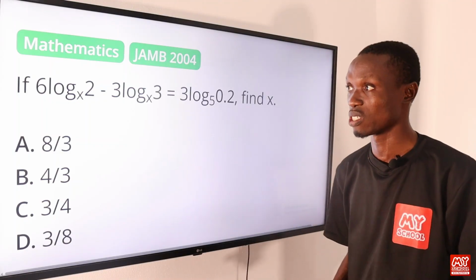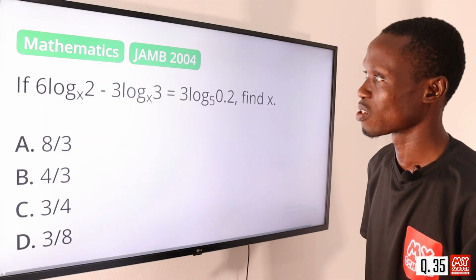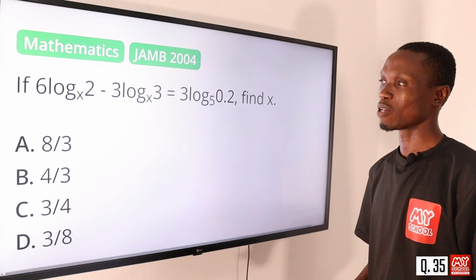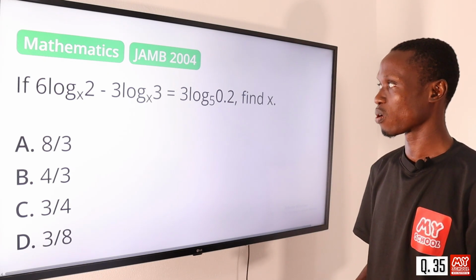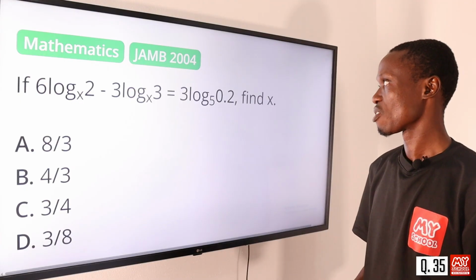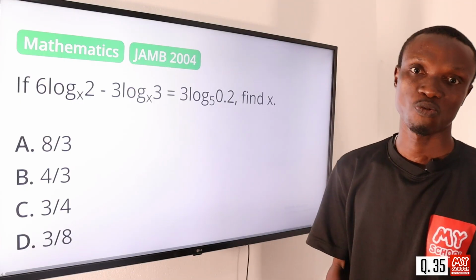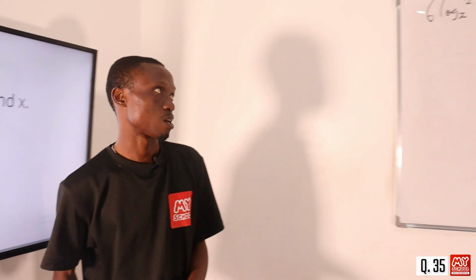Moving on to question 35. If 6 log 2 base x minus 3 log 3 base s is equals to 3 log 0.2 base 5, find s. So let's move over to the board to provide an answer to this question.